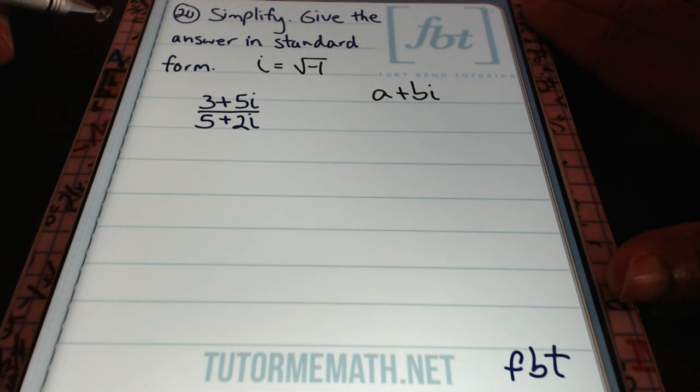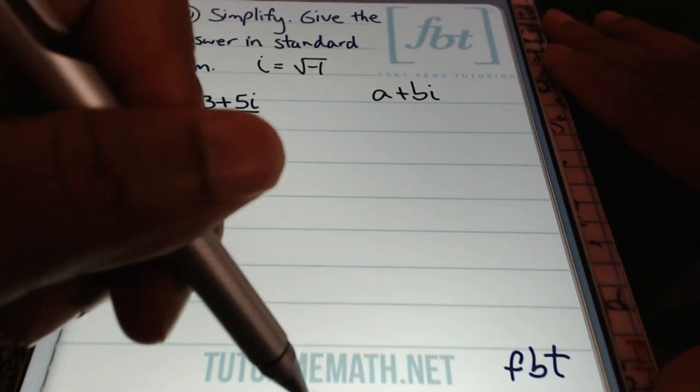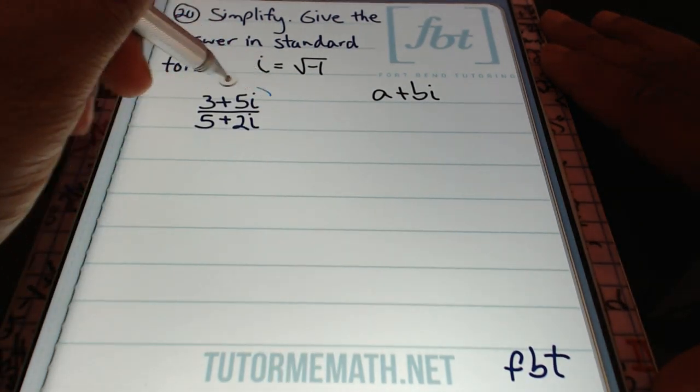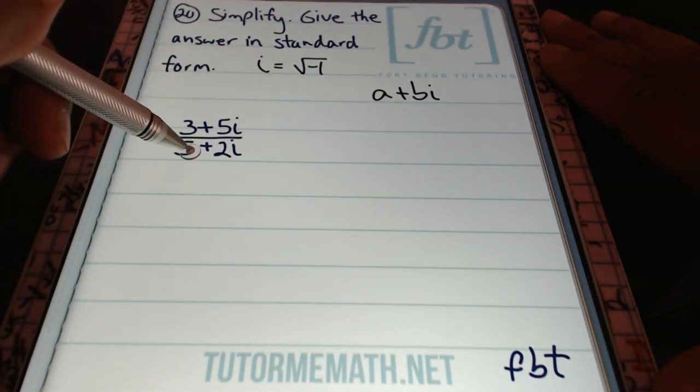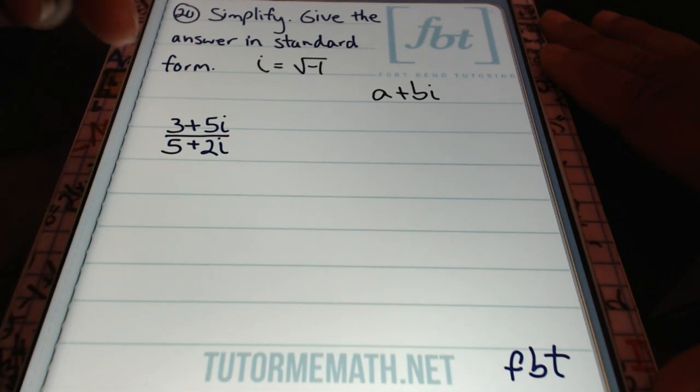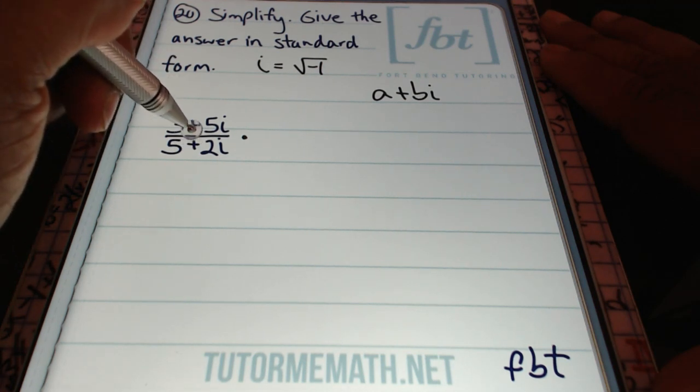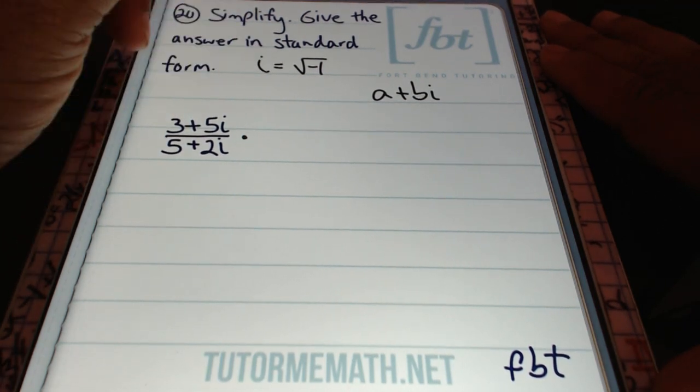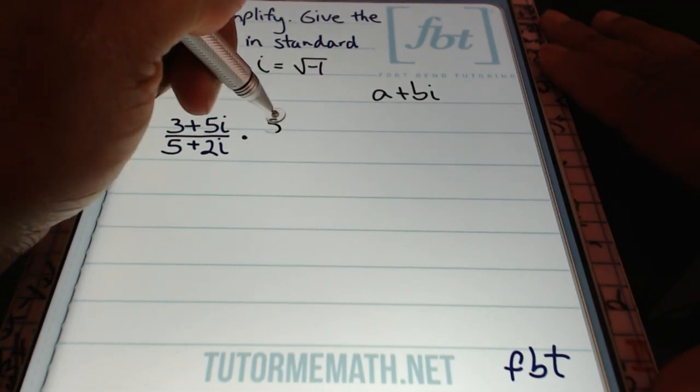All right, so we're going to be multiplying the numerator and the denominator by the conjugate of the denominator. And in order to find the conjugate of the denominator of our division problem here, all you got to do is change the sign on that second term. So the conjugate of 5 plus 2i is 5 minus 2i.